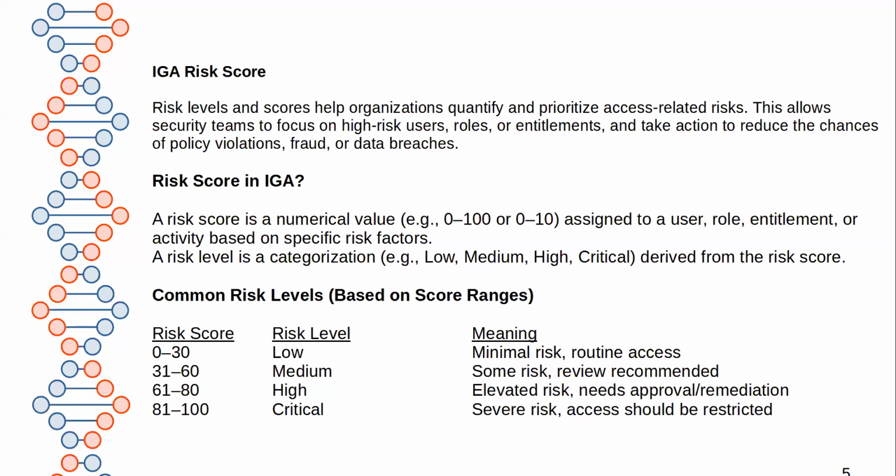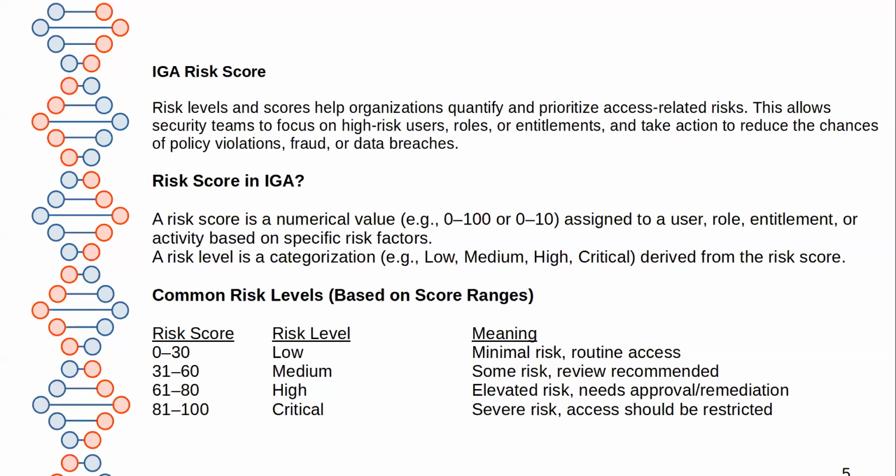Something beyond 80 till 100 is a critical activity, not only for the organization but even for the transactions you are going to do with that. So it is severe risk and access should be restricted. So this is what the risk score, risk level, and the meanings of it are. I hope it is clear.